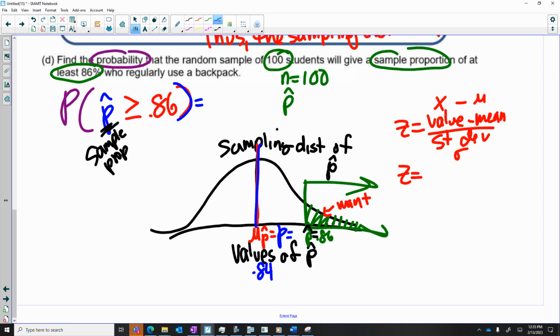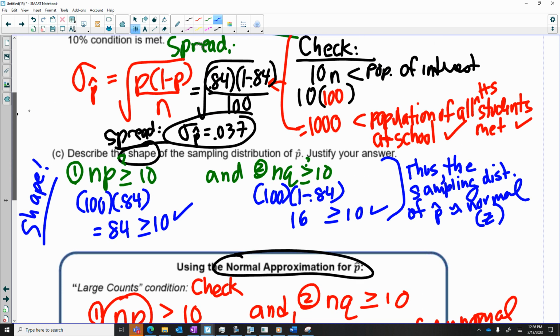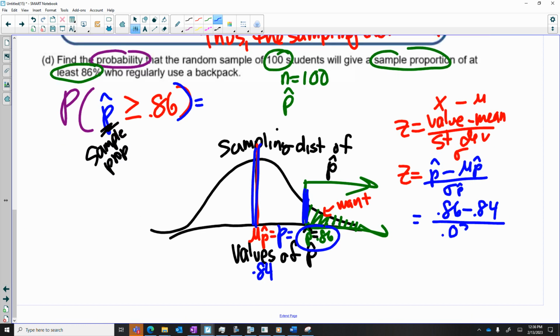So instead of x, we're going to do p hat, which is here, which is 0.86, minus mu p hat over sigma p hat. Value minus mean over standard deviation. So p hat minus mu p hat over sigma p hat. So the p hat value was 0.86 minus the mean was 0.84 over standard deviation. The standard deviation of p hat we calculated in part B was here, 0.037. So that's going to go in our denominator of our z-score.